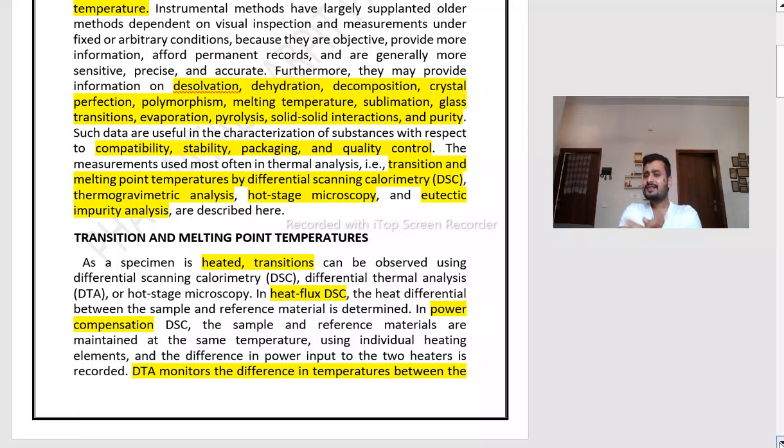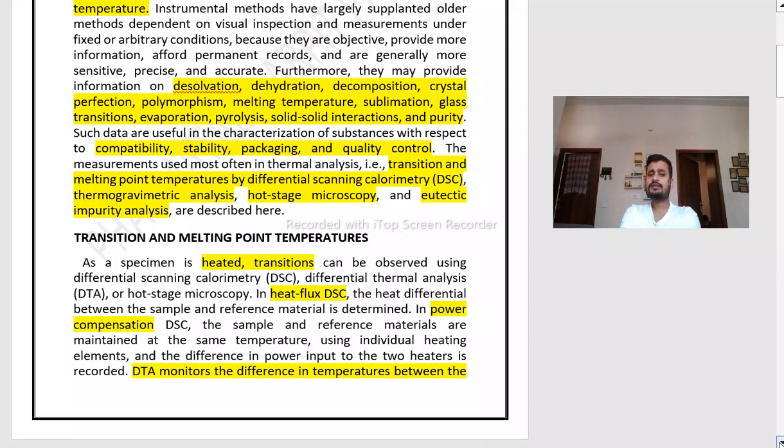DSC is generally available in two types: first is the heat flux DSC, second is the power compensation DSC. Which type of DSC is known as the heat flux DSC? The heat differential between the sample and reference material is determined. With the help of heat flux DSC, we can determine the heat difference between the sample and the reference material.